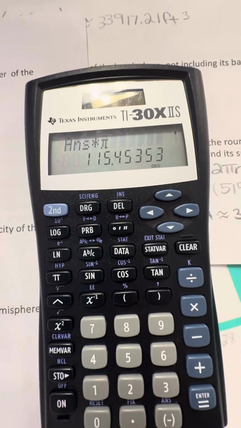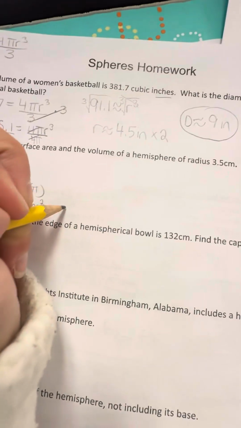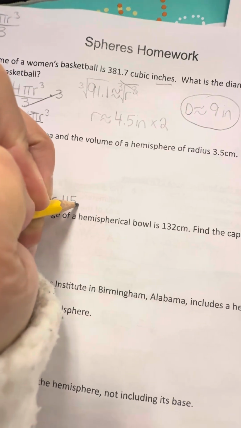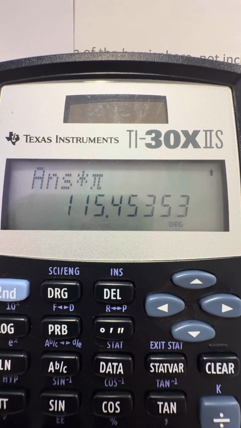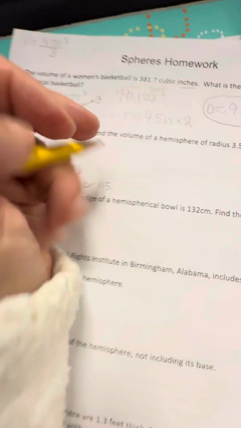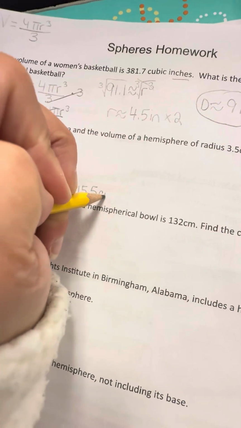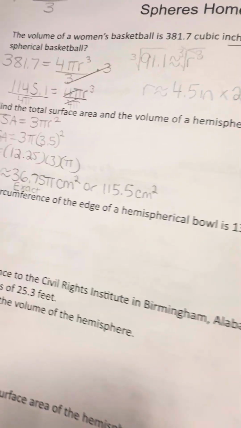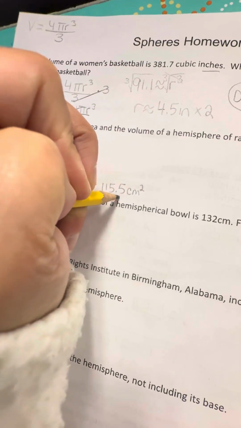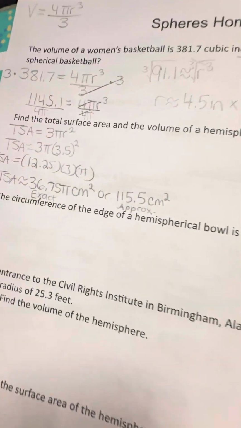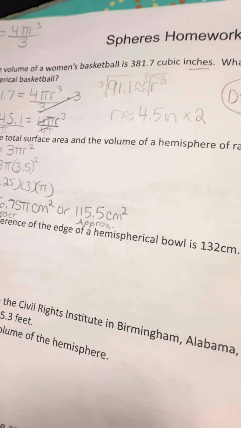So approximately on this, we're going to do 115 point, and then that's 4. But that 5 after the 4 is going to tell me to round that 4 up to a 5. So this is going to be cm squared. And that's your approximate answer for the surface area. And that's that part.